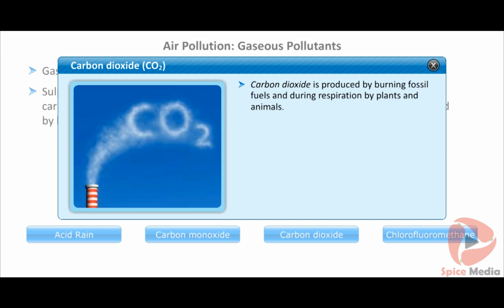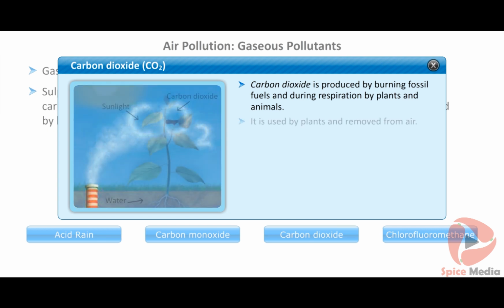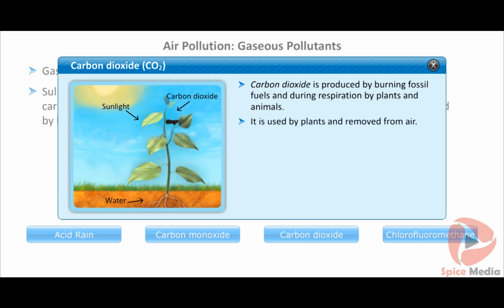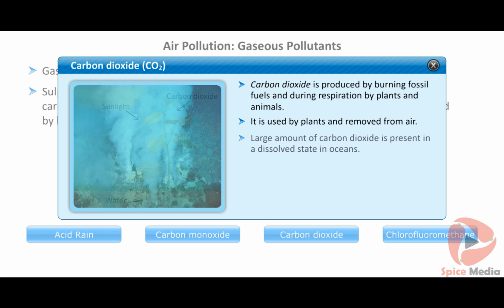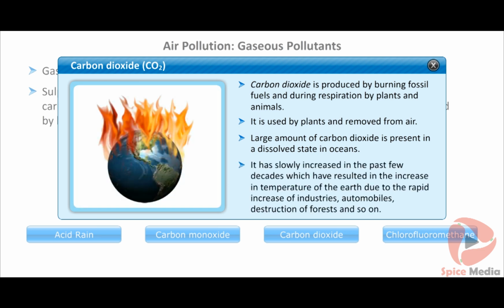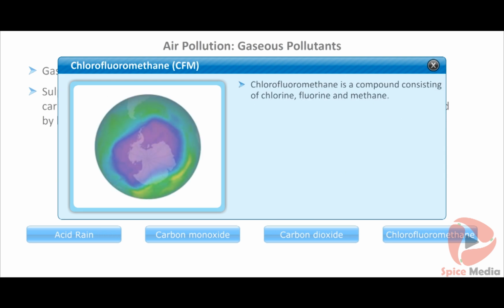Carbon dioxide is produced by burning fossil fuels and during respiration by plants and animals. Carbon dioxide is used by plants and removed from air. But a large amount of carbon dioxide is present in a dissolved state in oceans. It has slowly increased in the past few decades, which has resulted in the increase in temperature of the earth due to the rapid increase of industries, automobiles, destruction of forests, and so on.